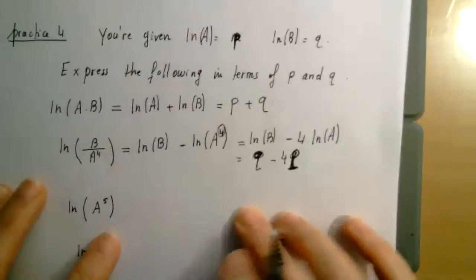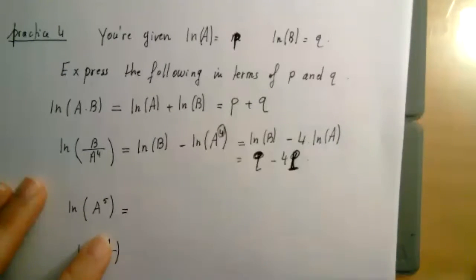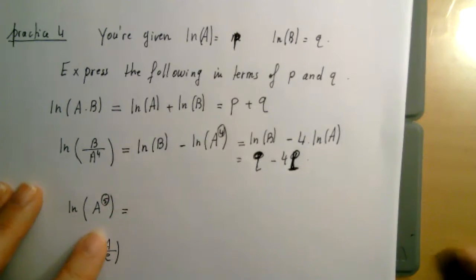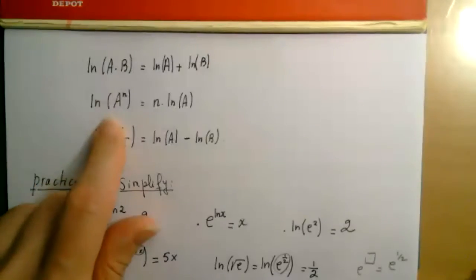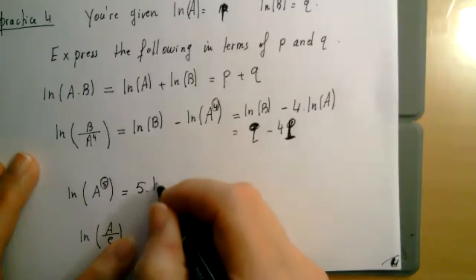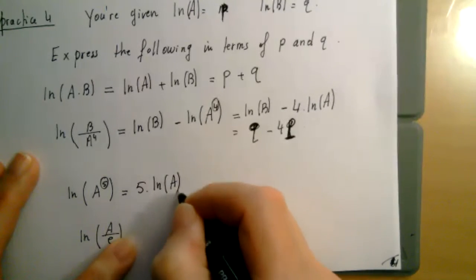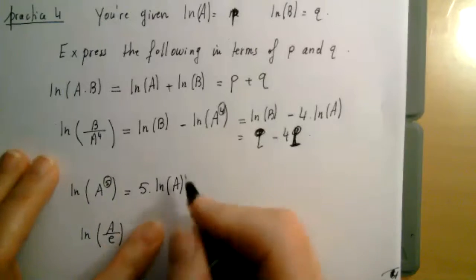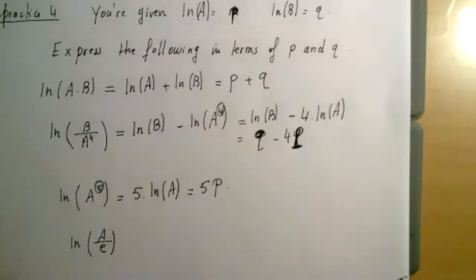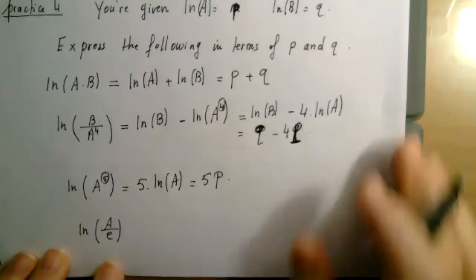Okay, now ln of a to the 5. That's the power. Again, I am back into the scenario. I can bring the power down. It's going to give me 5 times the natural log of a. Now the natural log of a is p, so 5p.